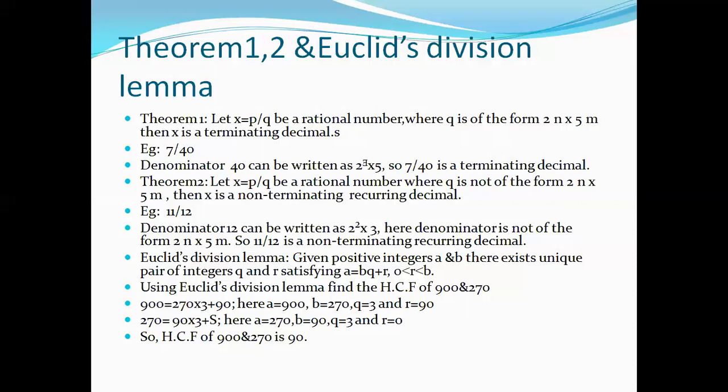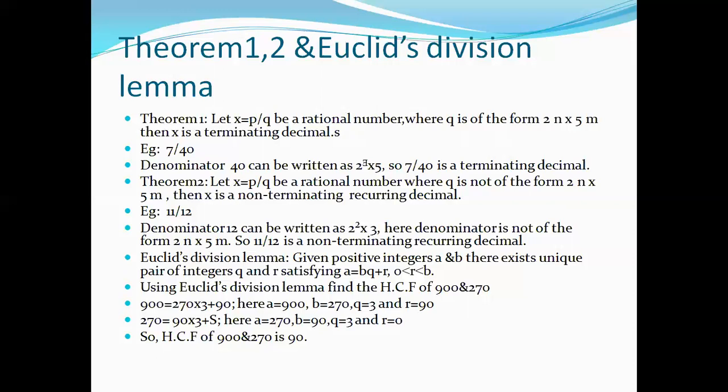11 by 12. The prime factorization of the denominator 12 can be written as 2 square into 3. Here denominator is not of the form 2 power n into 5 power m, because if you observe here, the prime factorization of 12 is 2 square into 3. Other than 2 and 5, we have 3. So it is a non-terminating recurring decimal.